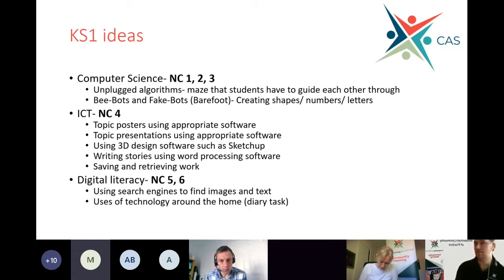Anyone else at all? No. So I'll go on to the Key Stage 2 part.